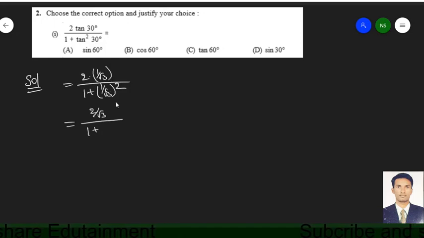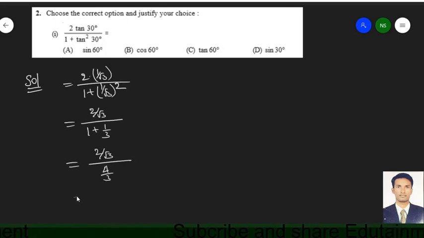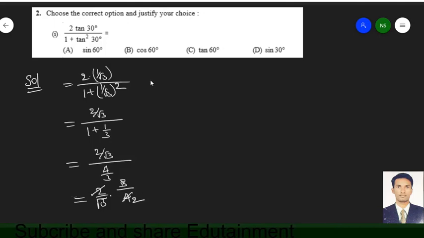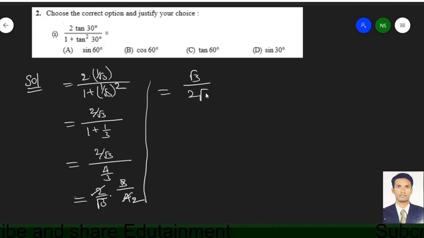We will get 1 by 3. So we can simplify this, we will get 2 by root 3 whole divided by 3 plus 1, 4, 4 by 3. Let us simplify this, which is equal to 2 by root 3 into 3 divided by 4. So we can cancel these 2 1s, 2 2s, then we can write here root 3 divided by 2.